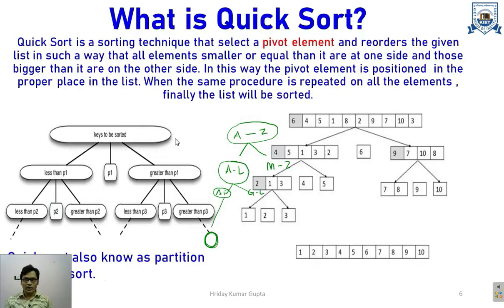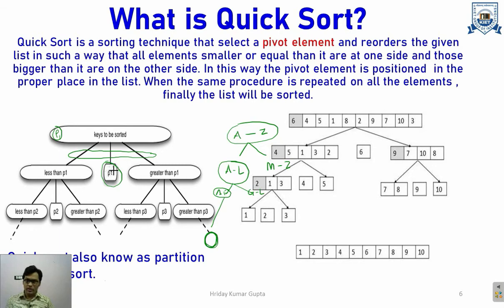Now, in the previous slide we understood that Quicksort follows the divide and conquer approach. But what exactly are we going to do in Quicksort? Let's discuss. In Quicksort, we select a pivot element and reorder the given list in such a way that all elements smaller than or equal to the pivot are on one side, and those bigger are on the other. Suppose I choose the pivot element as the starting element of this array list, and after applying the partition algorithm, we find the proper position of this pivot, in such a way that all smaller or equal elements are before it.